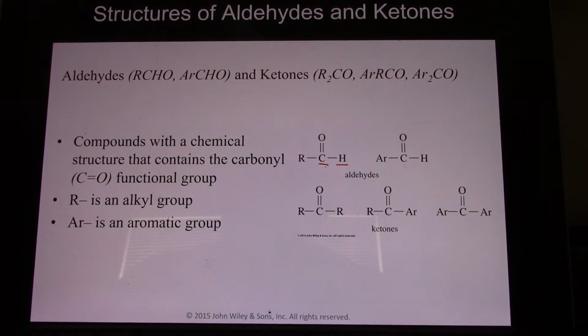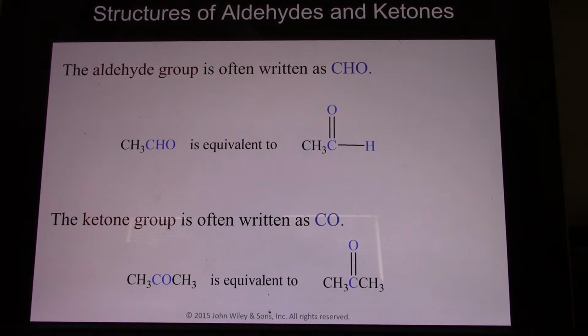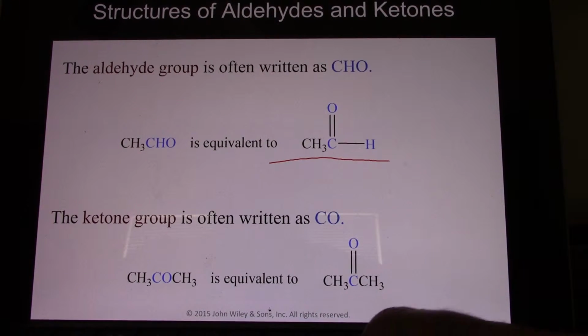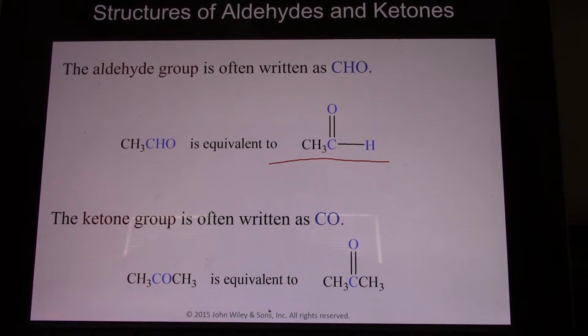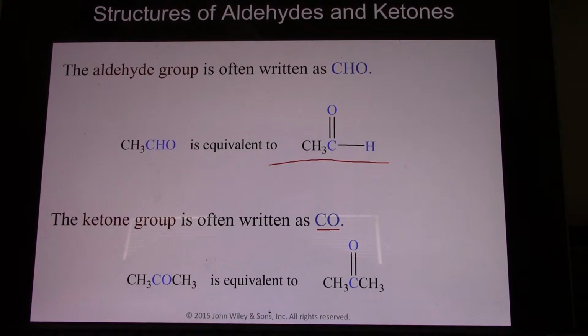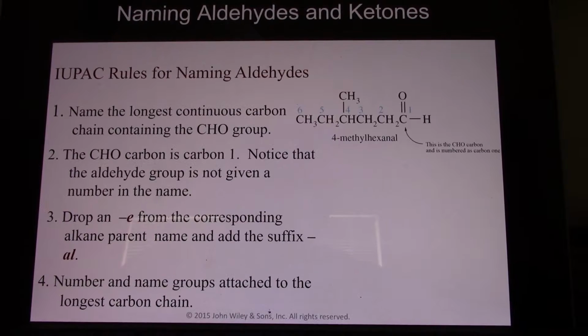You can have alkyl groups on both sides, a mix of an alkyl and an aryl, like a benzene group, or two benzene groups. The aldehyde group is often written as capital C, capital H, capital O, which is equivalent to this aldehyde group. The ketone group is often written as CO, signifying the carbonyl group in the middle of the molecule.